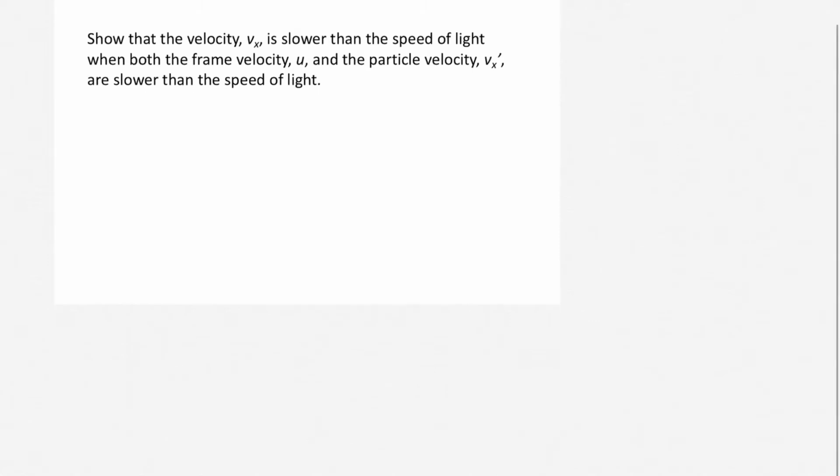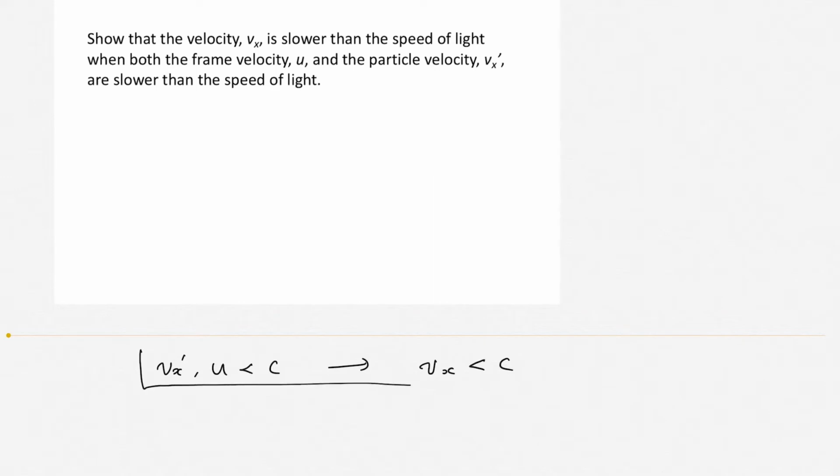In this practice, show that the velocity v sub x is slower than the speed of light when both the frame velocity u and the particle velocity v sub x prime are slower than the speed of light. So the question said if v sub x prime and u are slower than the speed of light, then v sub x is slower than the speed of light. We'd like to show this.